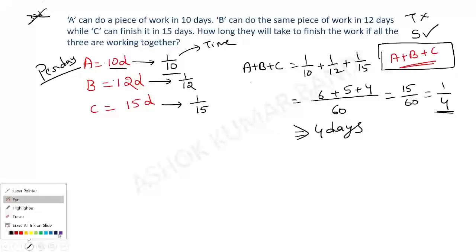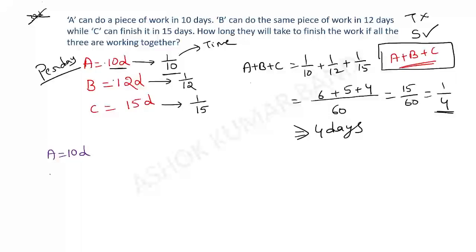Next, coming to the LCM method. In the LCM method, we take their individual times and assume their LCM as the amount of work that we need to do. That means simply take the LCM of 10, 12 and 15, which is 60, as the total units of work you need to do. As I told you, saying units every time is somewhat difficult, so we simply assume that you have a packet of chocolates. In that packet, you have 60 chocolates.